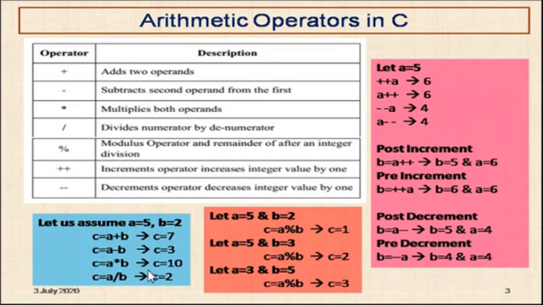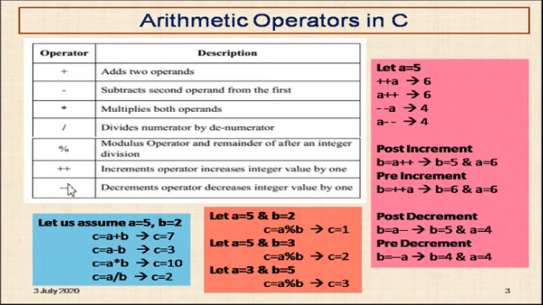All these operators from plus up to this one are binary operators because two operands are involved in all of them. That is why they are called binary operators. Two operands means two data. In A plus B, A is one operand, B is another operand. So when two operands are involved, it is called a binary operator.